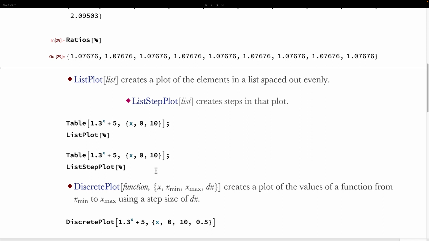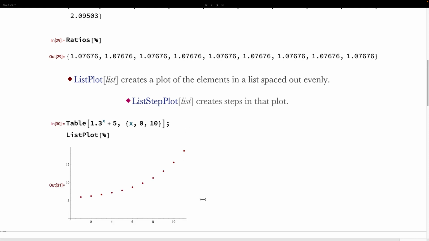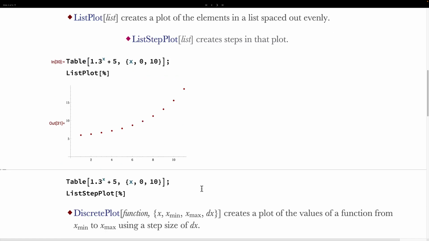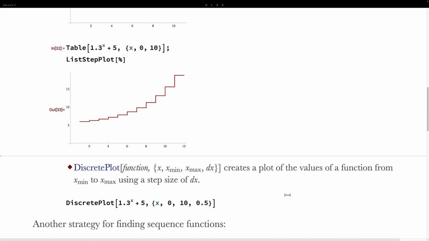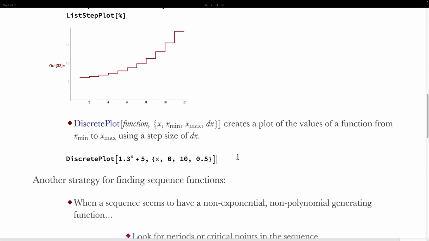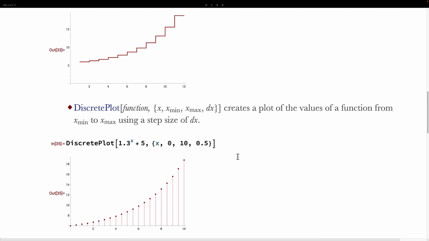Now for visualizing sequences, we have the ListPlot function, which creates a plot of the elements in a list spaced out evenly. Similarly, we have the ListStepPlot function, which creates steps in that plot. We can see how both of these work by making a simple sequence, taking its list plot, and then taking its step plot. Finally, there's the DiscretePlot function, which takes a function and x, xmin, xmax, and dx, and creates a plot of the values of a function from xmin to xmax using a step size of dx. To get a feel for how this looks, we can run DiscretePlot on the same function.